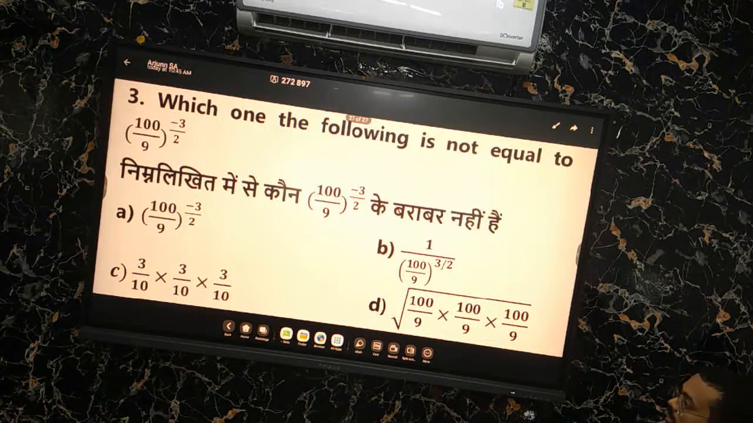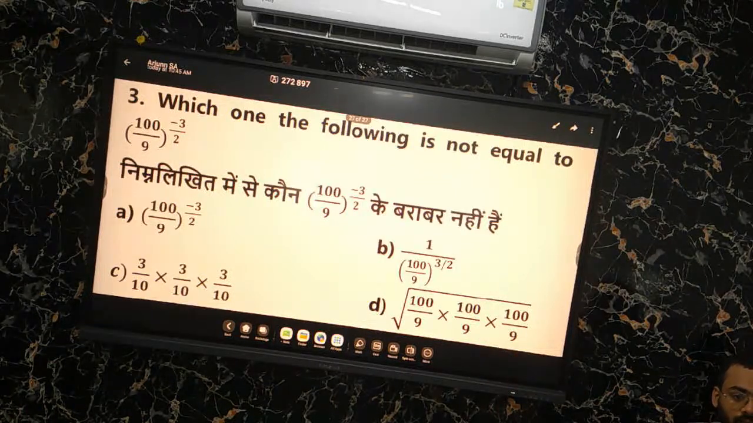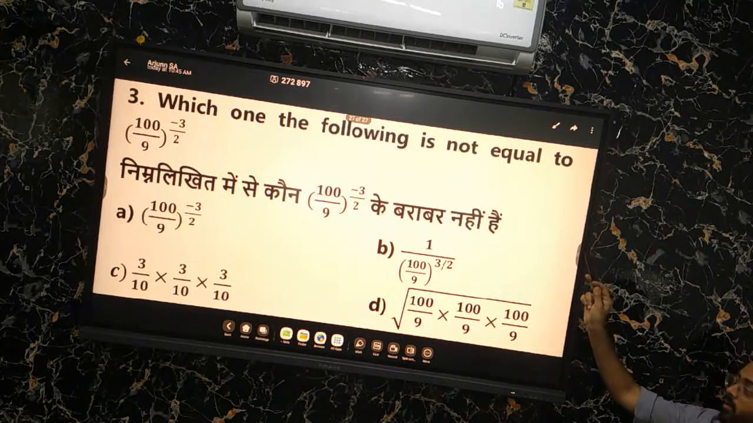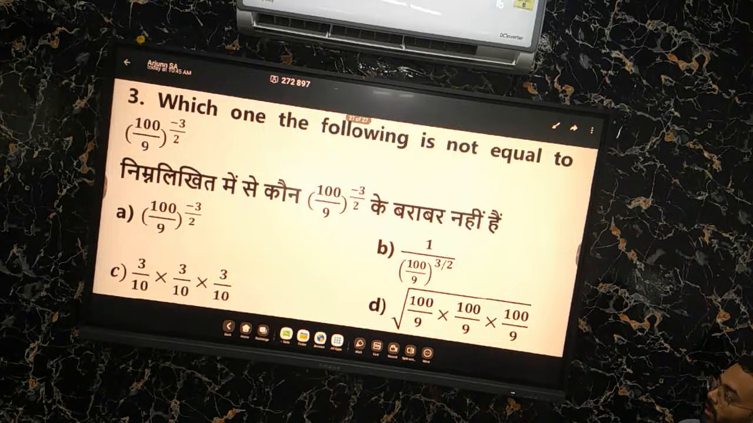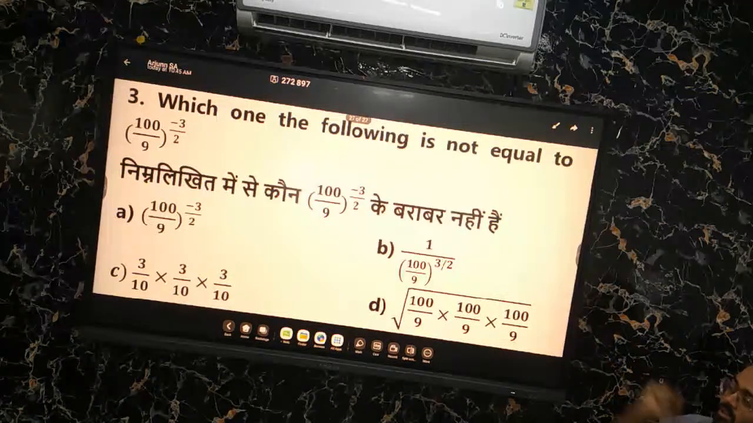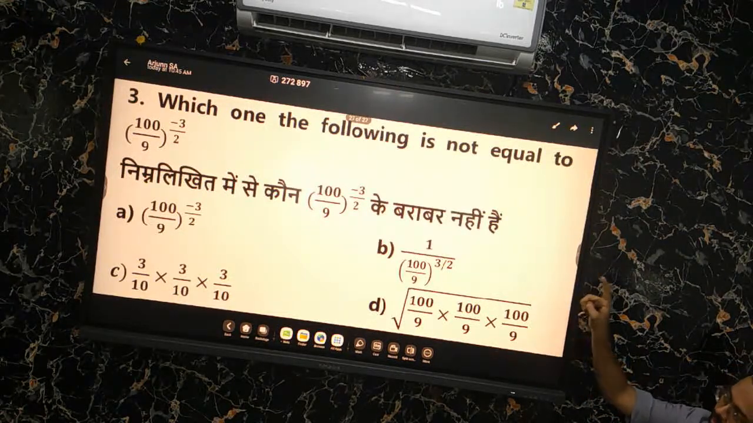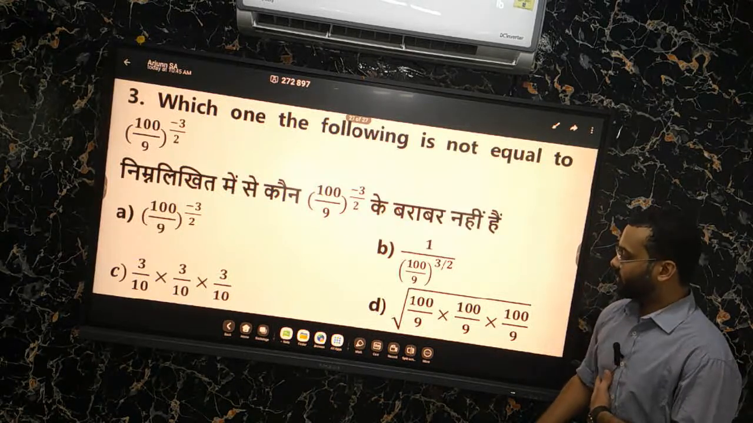Option A. Okay. D. Okay. Anyone else? The question is which one of the following is not equal to. The question is not that it is equal to, but not equal to. So you will have to check each option. Each option you will have to check if that will equal back to the question or not. Right? Fine. Let's solve it.